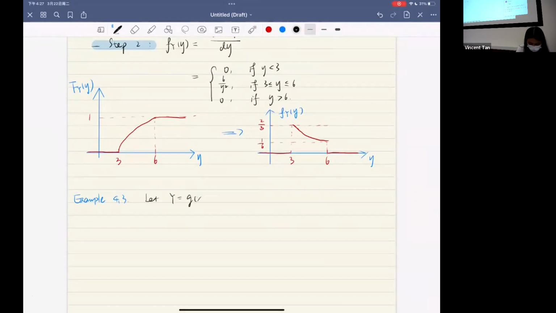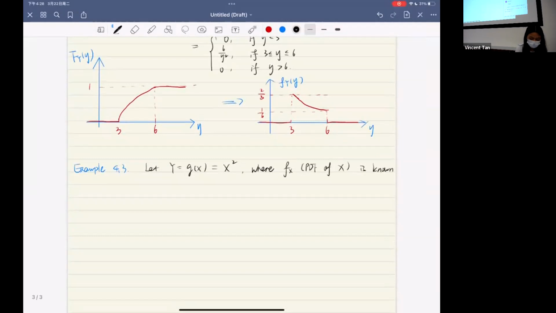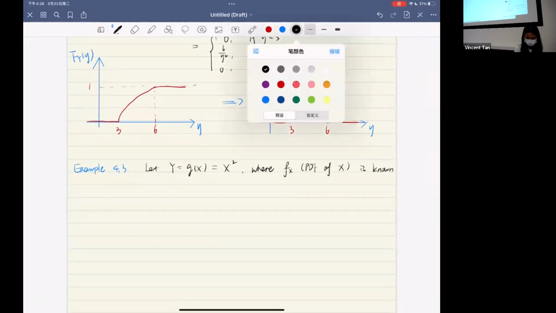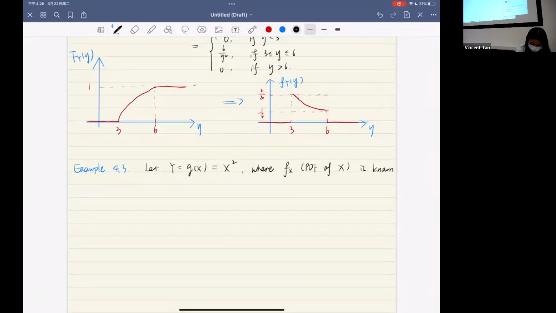This time we assume that y is equal to the square of x. Just assume that the PDF of x is known. We don't know what it is, but we only know that this is given. So we want to find out the PDF of y here. Still follow the two-step approach.